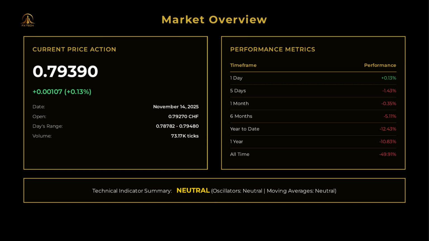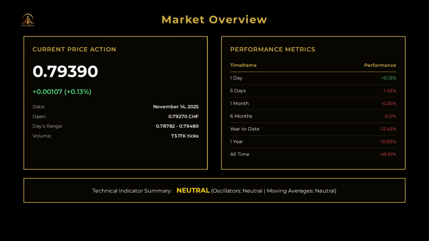USD/CHF currently trades at 0.79390 on November 14th. Up 0.13% on the day. The pair opened at 0.79270 and has traded in a range of 0.78782 to 0.79480. Volume reached 73,170 ticks, indicating active trading.